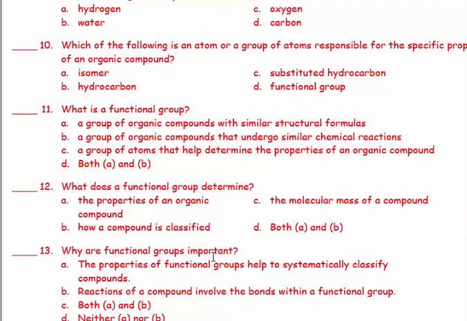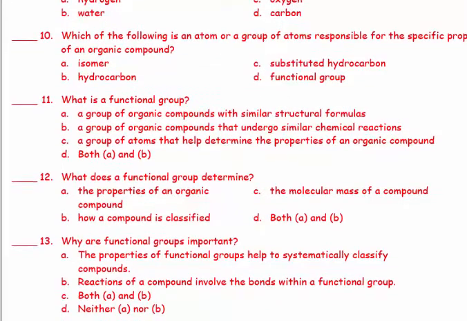13, the properties of a functional group help to systematically classify it. Why are the functional groups important? Because of 2 things. First of all, they help to systematically classify the compounds, and the reaction of a compound involves the bonds with a functional group. So the answer is C, both A and B.